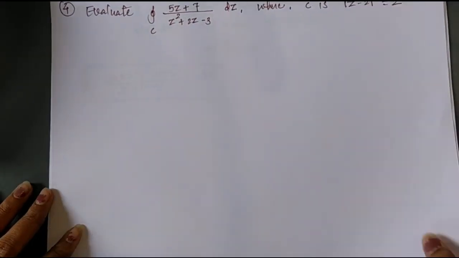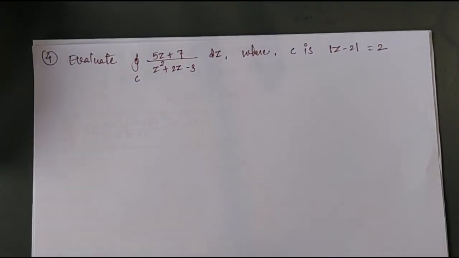Okay, so here you can observe the question is given: evaluate integration over C of 5z plus 7 upon z square plus 2z minus 3 dz, where C is mod z minus 2 equals 2. See guys, first of all you have to find its factors, and here its center has been changed a little bit. So this much is the difference for this particular example, and the rest of the method will be almost similar. Okay, so let's start with its solution.